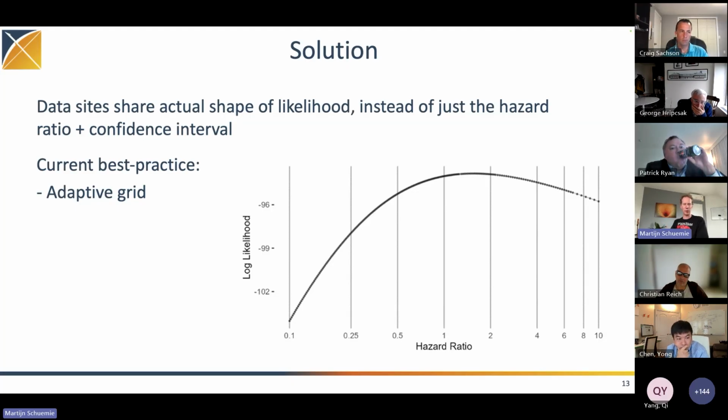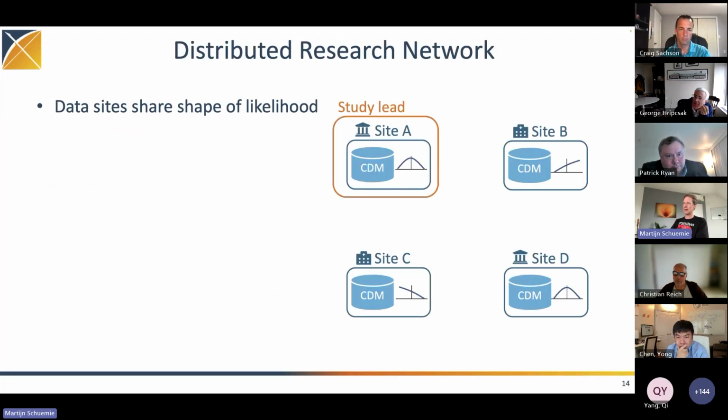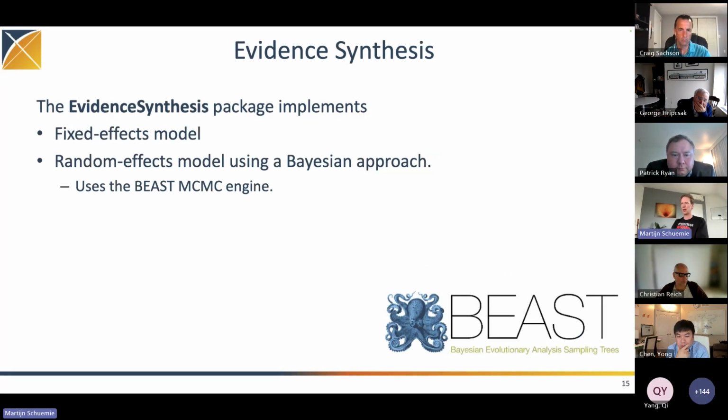We're working on a new approach that actually seems to be more efficient than this approach, but currently this is the best practice that we're using. And then the idea is that every site just communicates this shape of the curve instead of just the point estimates and the standard errors. The evidence synthesis package, the R package, actually implements this whole approach, and other Hades packages such as cohort method and self-controlled case series make sure that they actually output these likelihood curves as well as just the point estimate and the confidence interval.